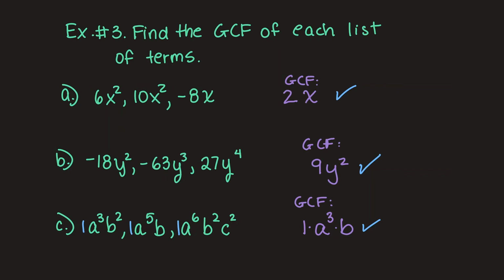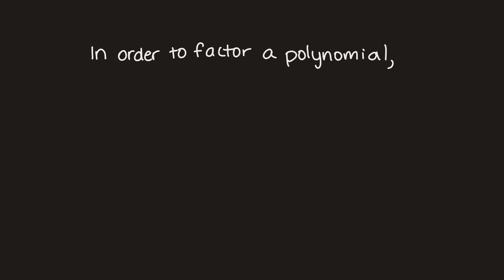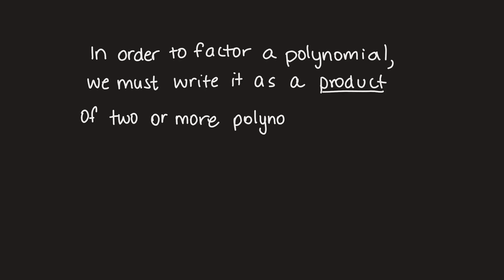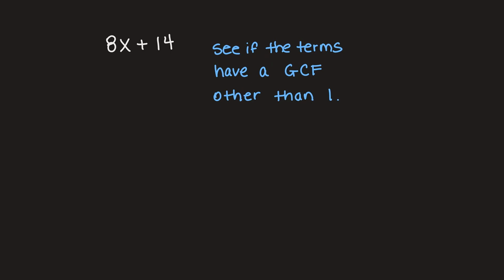Now let's see how we can use the GCF to factor polynomials. In order to factor a polynomial, we must write it as a product of two or more polynomials. And the first step will always be to factor out the GCF from the polynomial. So consider the following polynomial of the form 8x plus 14. We first see whether the terms have a GCF other than 1.